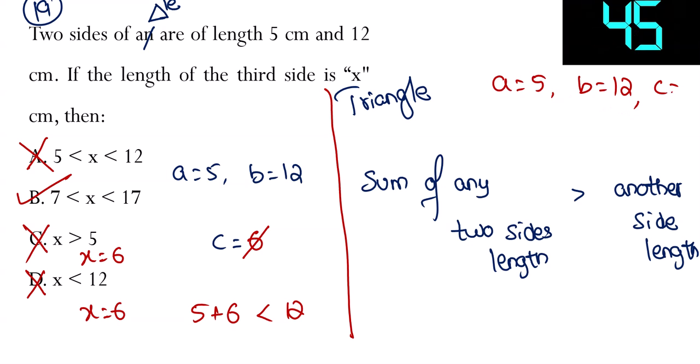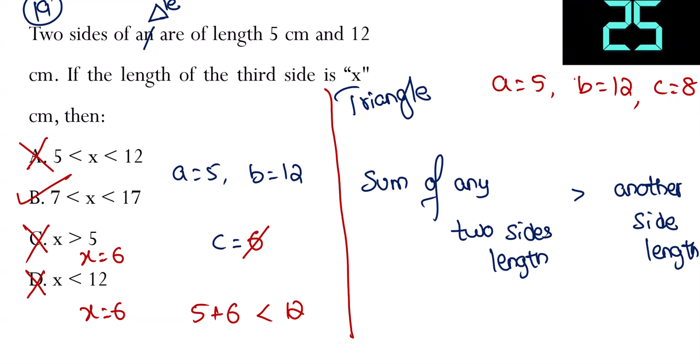Let's say C value 8. Now 5 plus 8, 13 greater than 12. 12 plus 8, 20 greater than 5. You try all combinations. 5 plus 12, 17 greater than 8. Any two sides, you pick any two, it should be greater than the third one.